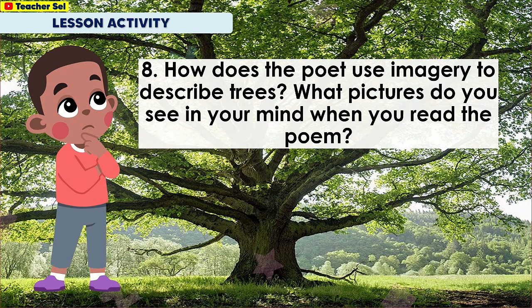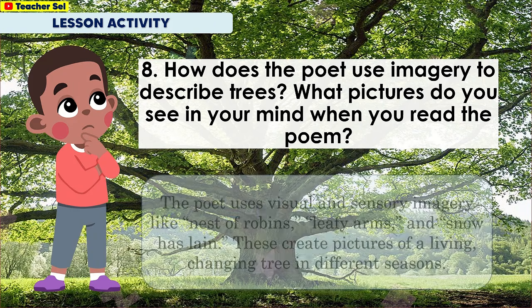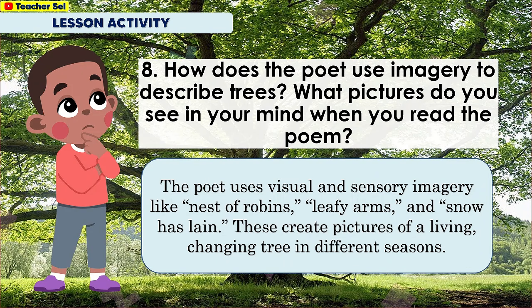How does the poet use imagery to describe trees? What pictures do you see in your mind when you read the poem? The poet uses visual and sensory imagery, like nest of robins, leafy arms, and snow has lain. This creates pictures of a living, changing tree in different seasons.